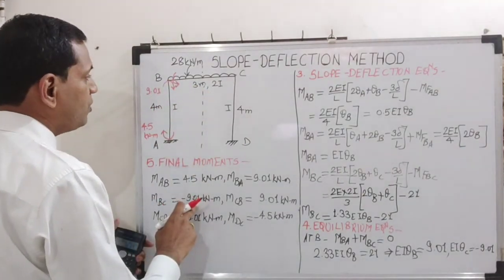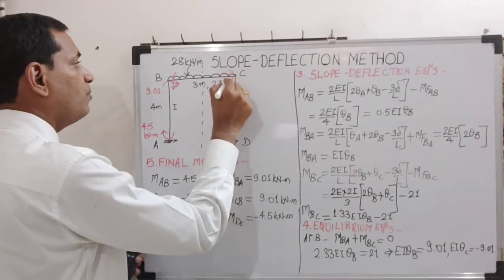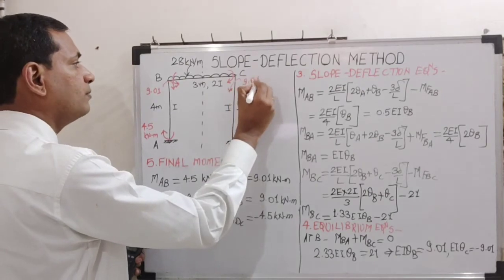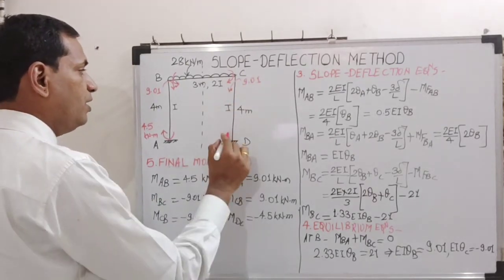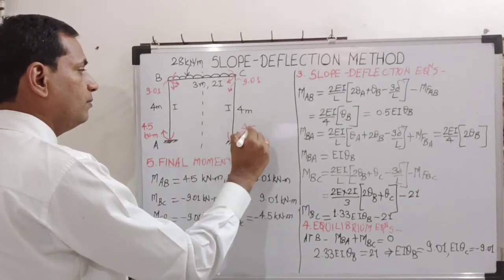BC anti-clockwise 9.01. CB clockwise 9.01. CD anti-clockwise 9.01. DC anti-clockwise 4.5. Okay.